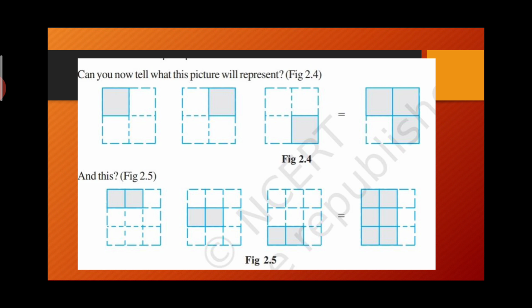So how will you solve 2 upon 9 into 3? You just have to write 3 into 2 upon 9. You have to practice, you have to solve both these questions in your notebook, so that you will understand it better. Moving on, our next example.